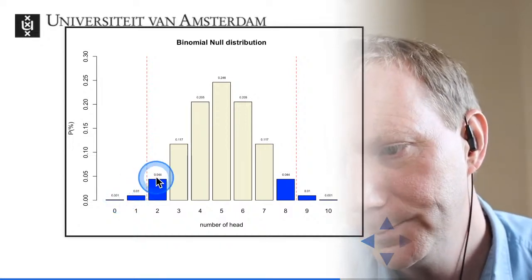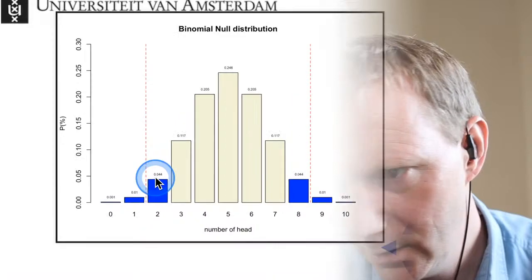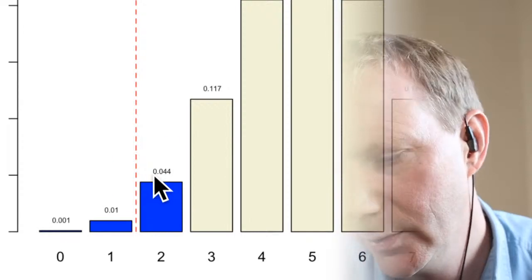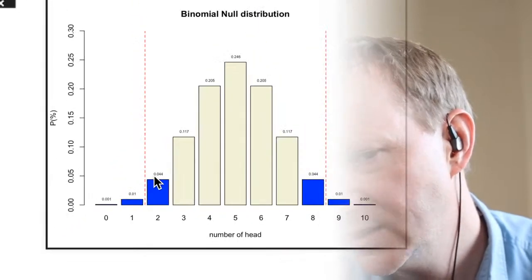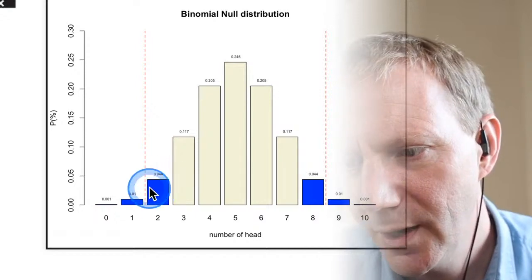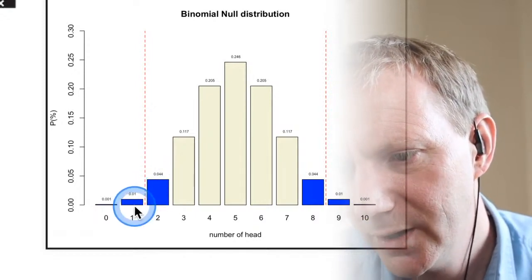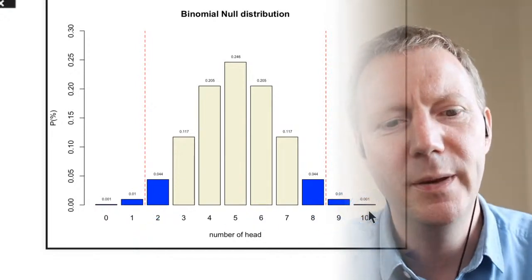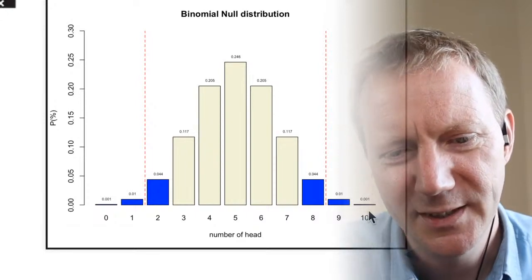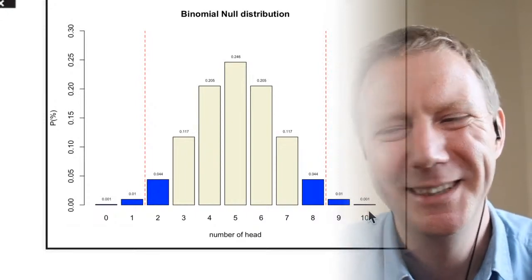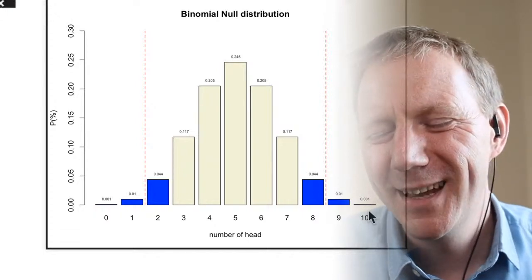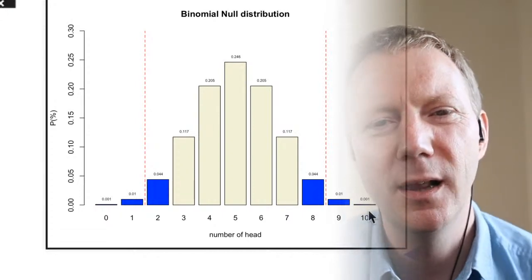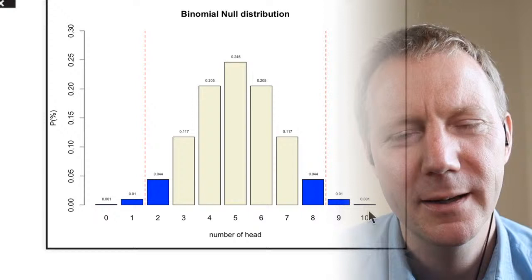So our p-value is, what is it? 44, 45, let's say 9%. So the area, the probabilities of these bars added together, 0, 1, 2, 8, 9, and 10, that is our p-value. 11, I see. Thanks for calculating that for me. And that's higher than our threshold, right? That's higher than the 5% we would allow ourselves to make a mistake.